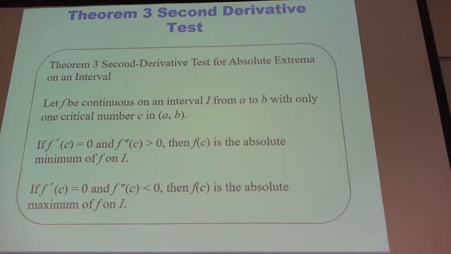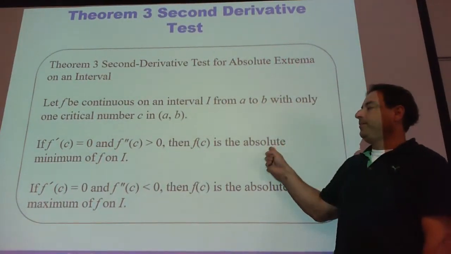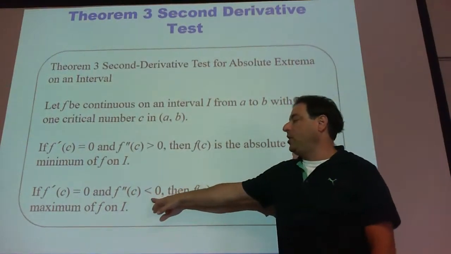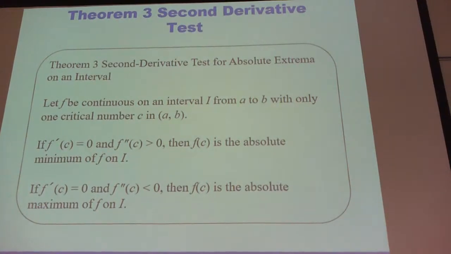So Theorem 3, the second derivative test for absolute extrema on an interval, says let f be continuous on an interval from a to b with only one critical number from a to b. If the first derivative equals 0 and the second derivative is greater than 0, then you have an absolute minimum. If the first derivative is equal to 0 and the second derivative is less than 0, then you have an absolute maximum. Okay? So bottom line, second derivative greater than 0, you have an absolute min. Second derivative less than 0, you have an absolute max. That's the summary. I think it's nice to know. You may find it very useful.